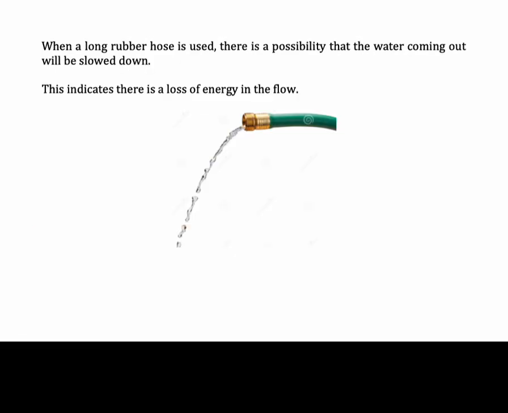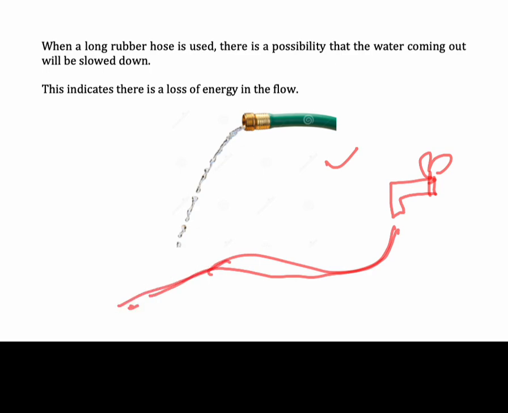And then when a long rubber hose is used, there is a possibility that the water coming out will be slowed down. This indicates there is a loss of energy in the flow. This is also a common phenomenon, and I think you have experience of this. If we have a faucet here and we connect a long water hose, you will find that the water that comes out of this hose is slower compared to the water that comes out of the faucet.